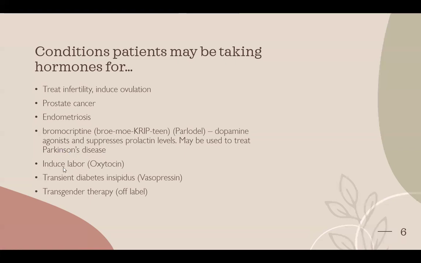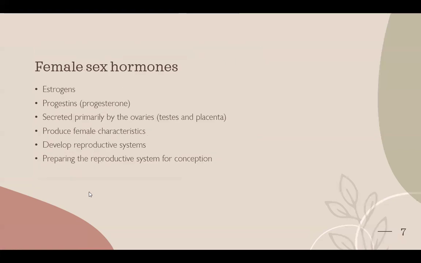Hormones are used to induce labor, oxytocin. For transient diabetes insipidus, vasopressin is a hormone that's used to treat this form of diabetes. And then off-label, people could also use hormones for transgender therapy. Also, hormones are obviously used as contraceptives in birth control.